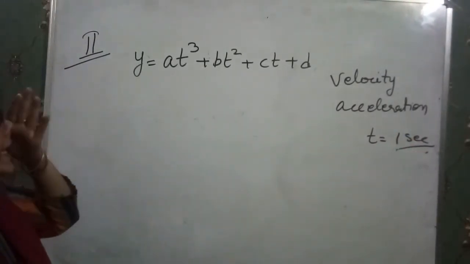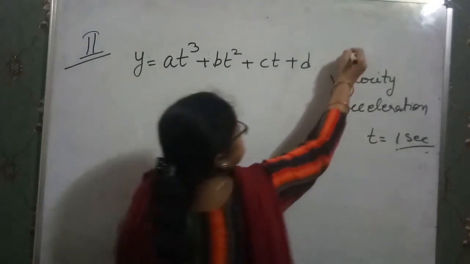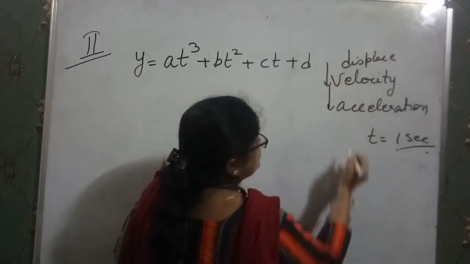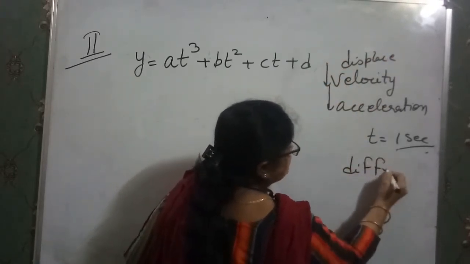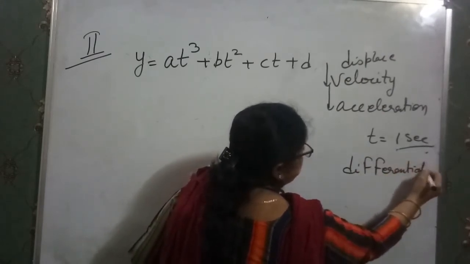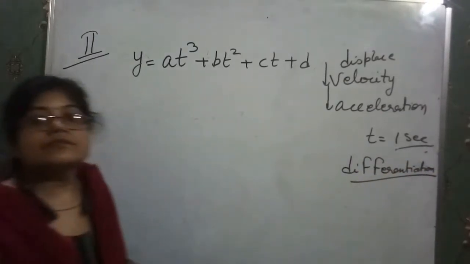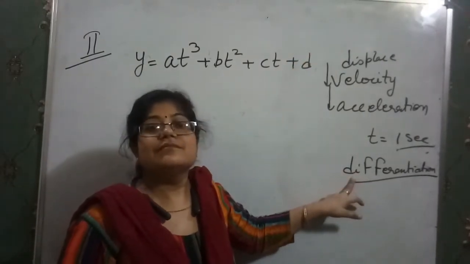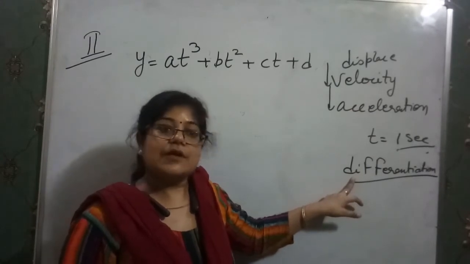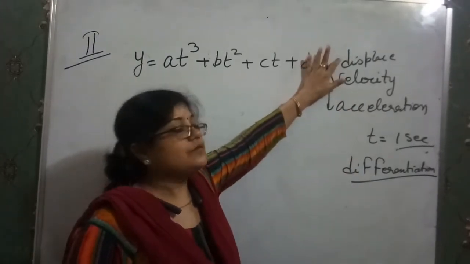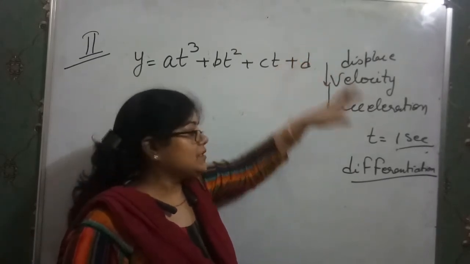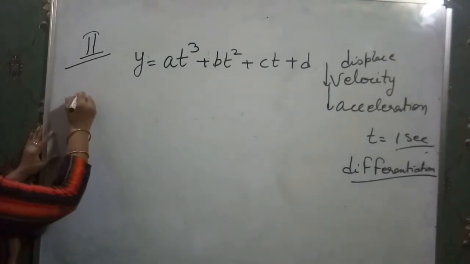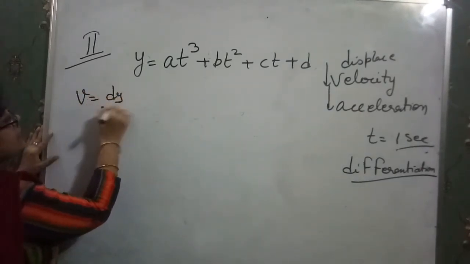Clear? So when we have to go from displacement to velocity and then to acceleration, we do differentiation. Just remember that point. We start from displacement, so we do differentiation. It's easy to memorize. Clear? We start from distance. If you forget displacement, distance, we have to differentiate. No problem. Now we have to find the velocity, that is dy over dt.